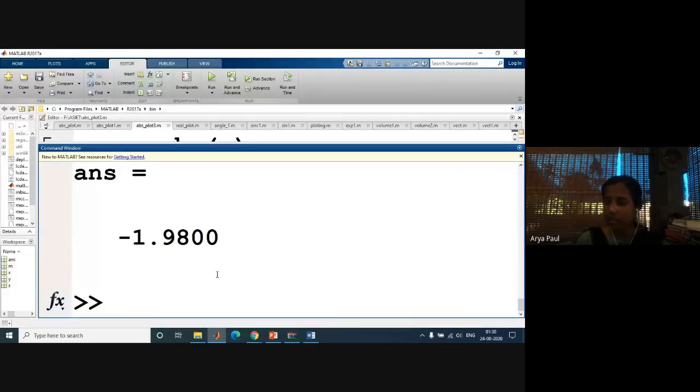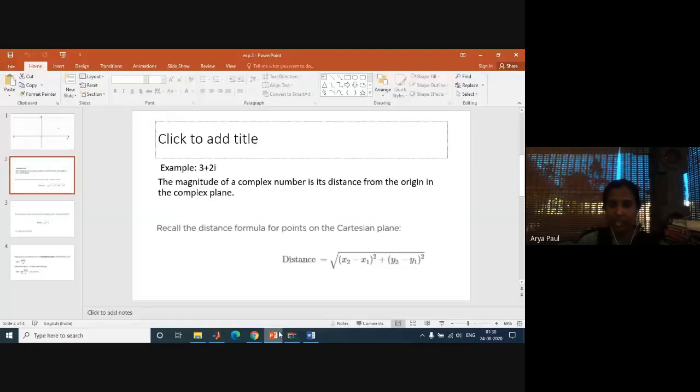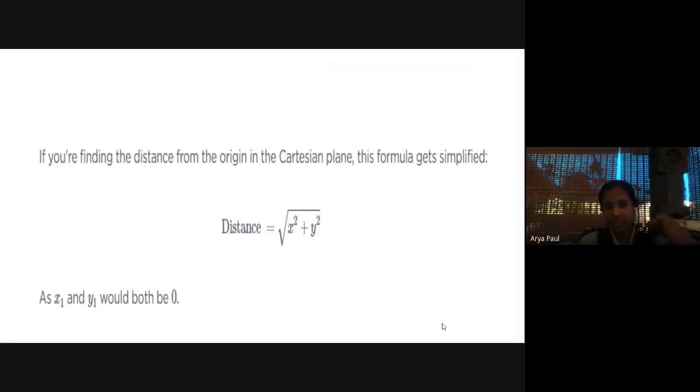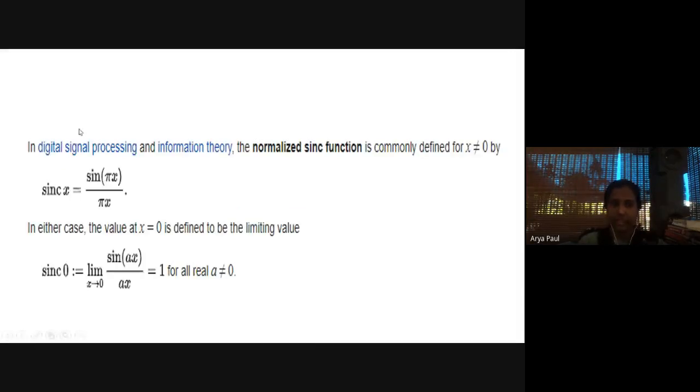Now we will familiarize ourselves with one more function, the sinc function. Sinc x is equal to sine of pi x divided by pi x.